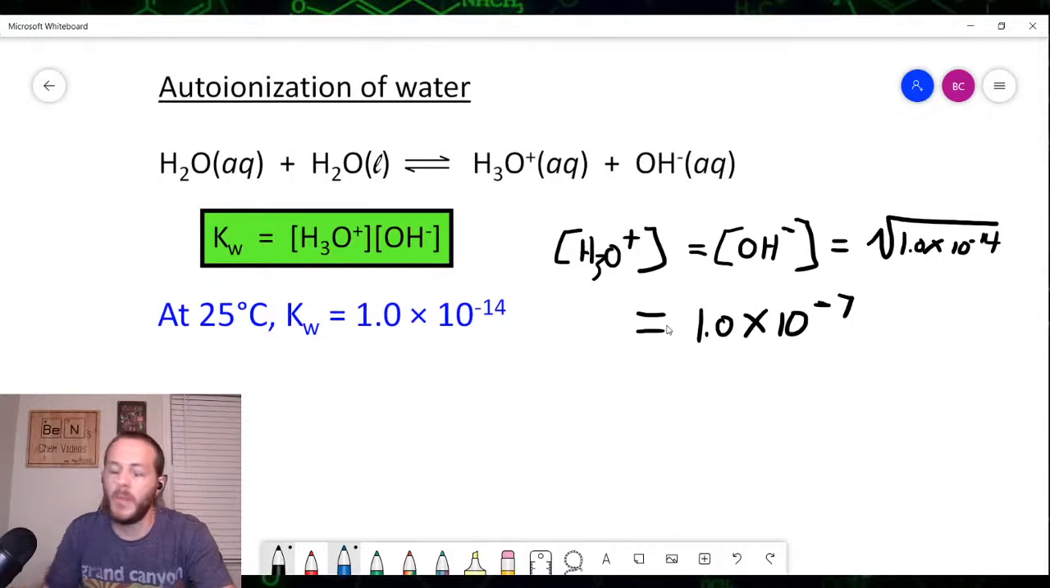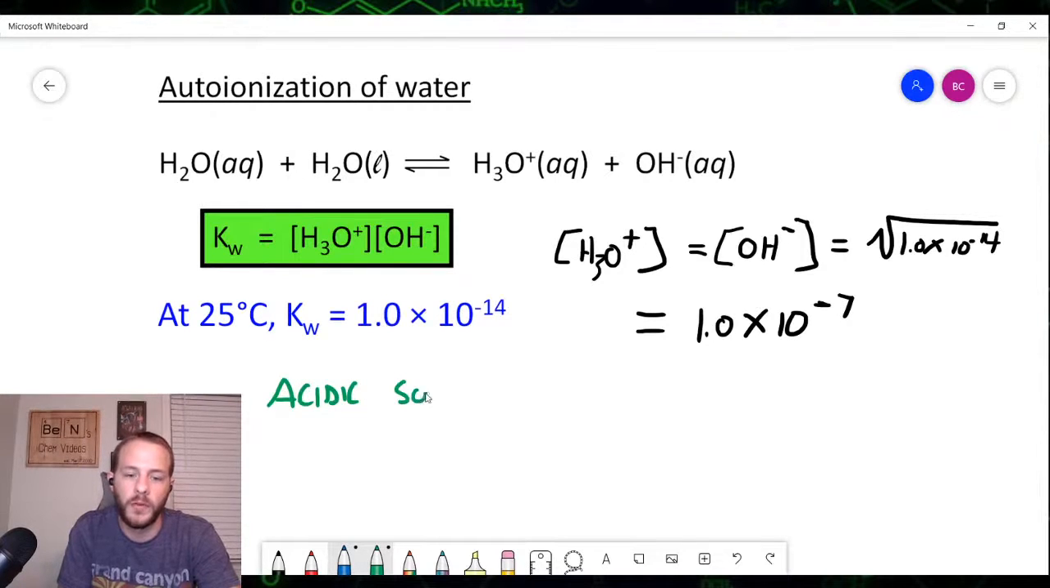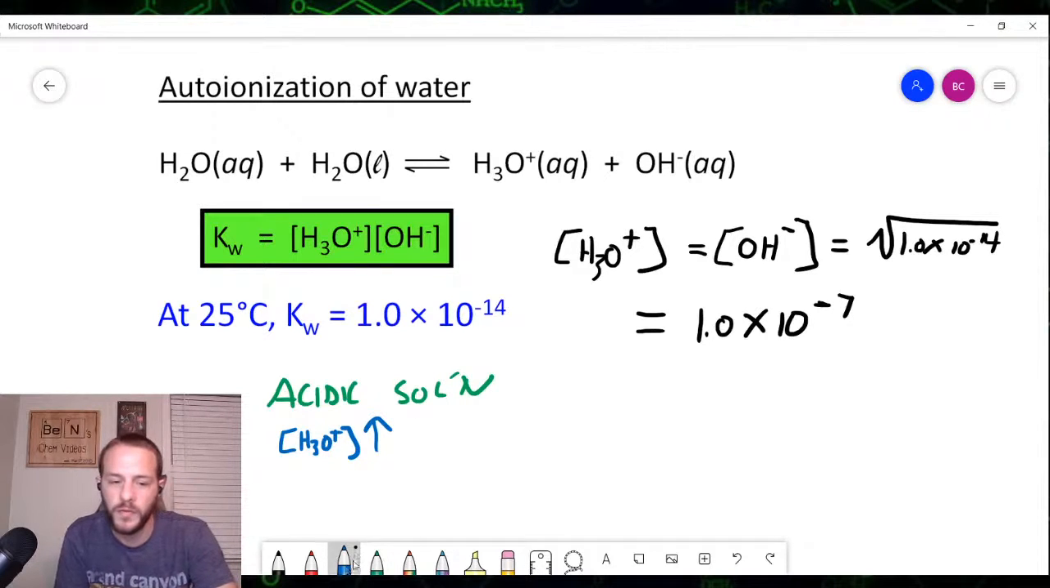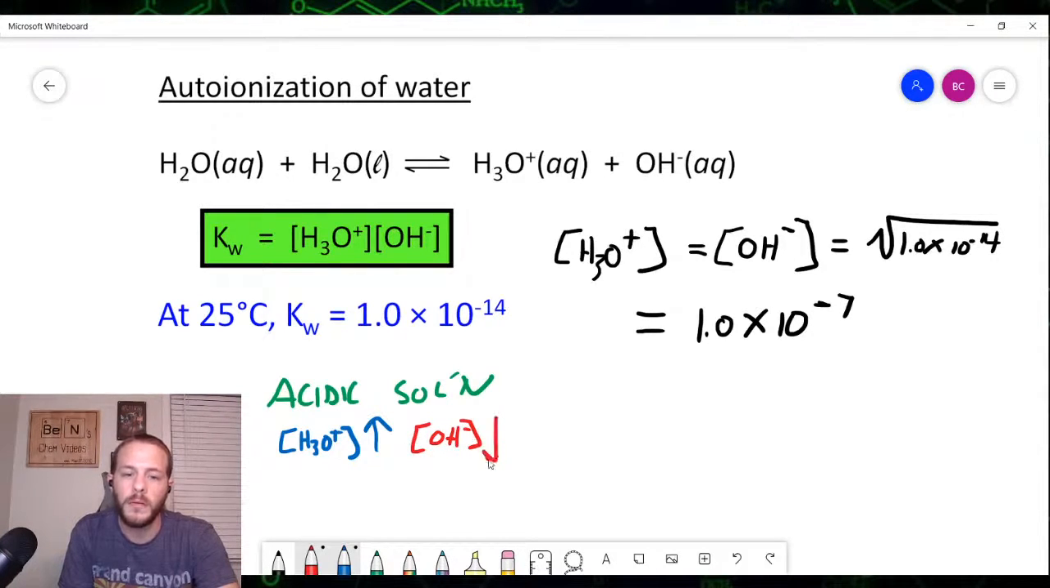So let's talk about what happens when we have an acidic solution and what happens when we have a basic solution. Let's say we have an acidic solution, so I'm going to write this down real quick: acidic solution. Now, what does that mean? Well, that means the concentration of H3O plus is going to go up. In order for the concentration of H3O plus to go up, the concentration of OH minus needs to go down. The reason is that the product of these two is always going to be equal to Kw, which again, at 25 degrees Celsius, is 1.0 times 10 to the minus 14, right?